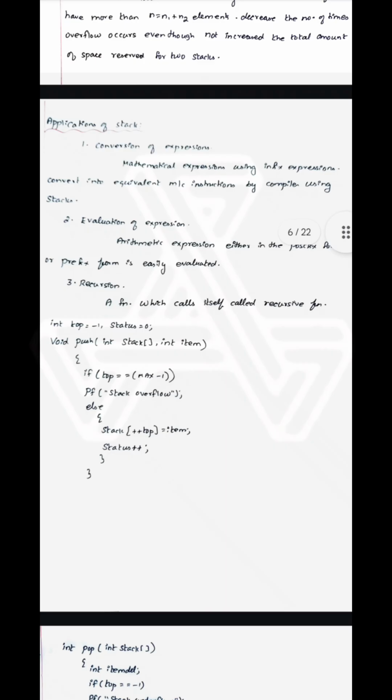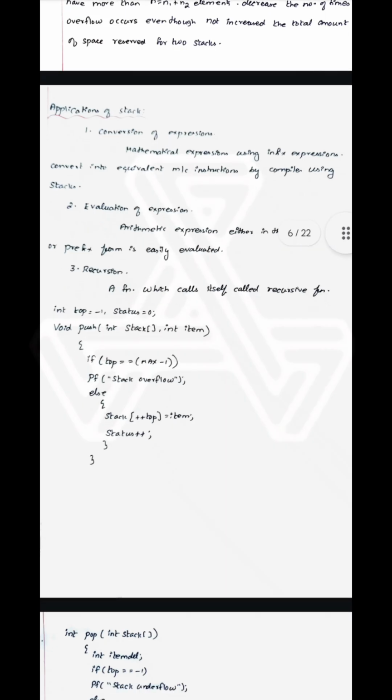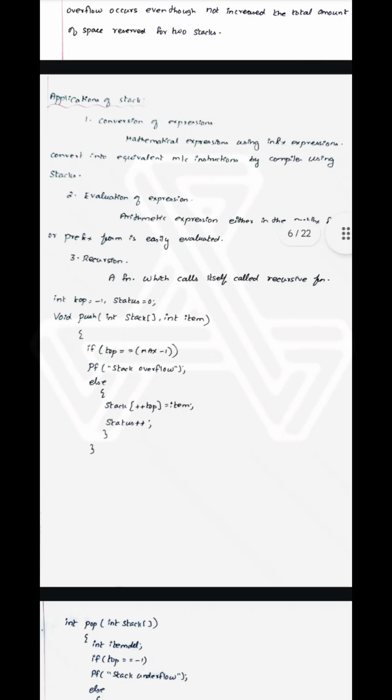top = -1 and status = 0. void push(int stack[], int item): if top == max - 1, printf("stack overflow"); else stack[++top] = item; status++.